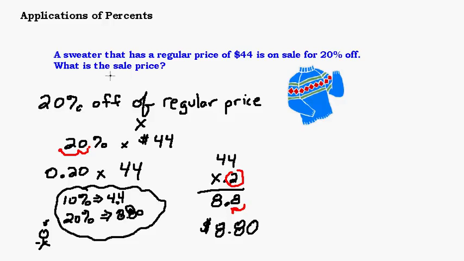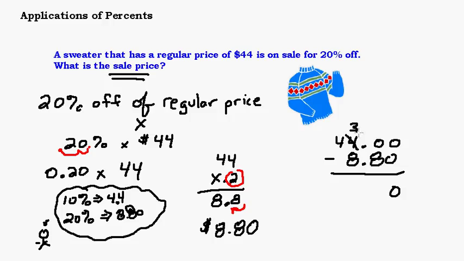Alright, well, it did ask us what is the sale price. This $8.80 we figured out was just how much we'll save. So what's the sale price? Hopefully you're saying, well, we need to subtract off $8.80. Alright, so I'm going to put a decimal after my 44 and some zeros so I can subtract.